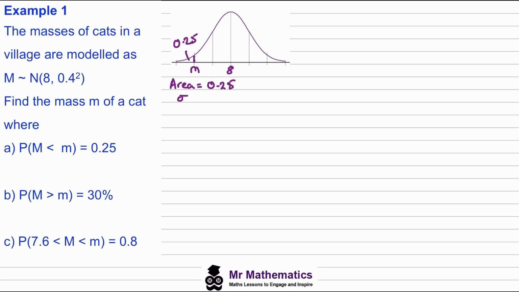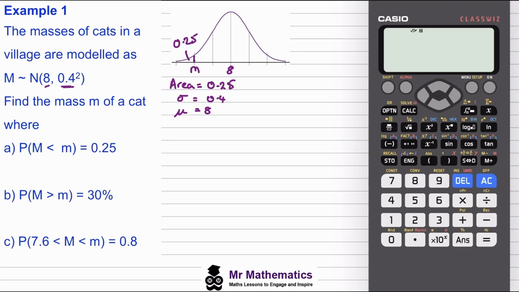We know the standard deviation sigma is the square root of variance, which is 0.4. And we know that mu is given as 8. And we can enter these three values into our calculator using the inverse normal function. So if we press menu, we want option 7 for the distribution. Then we want option 3 for inverse normal. We know the area is 0.25, sigma is 0.4, and mu is 8.